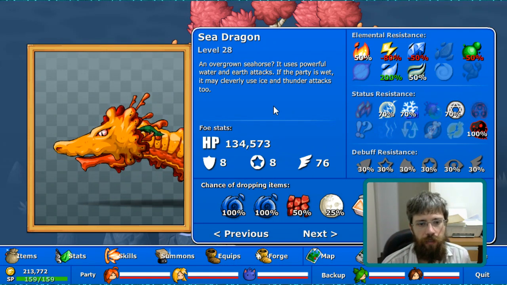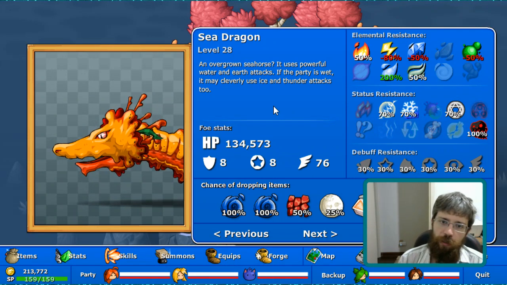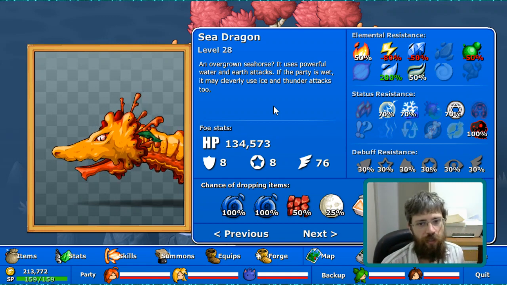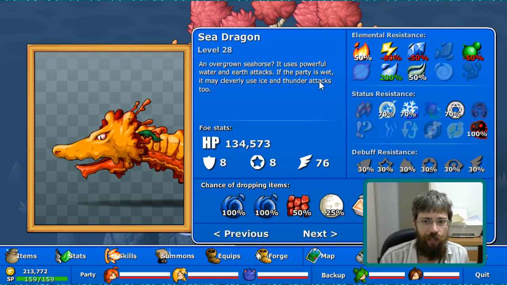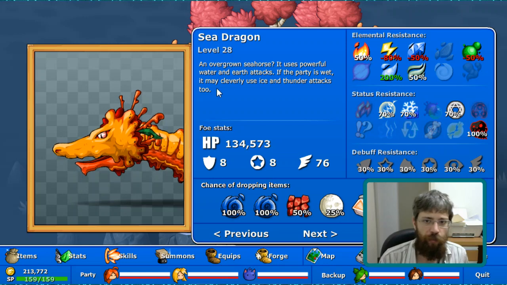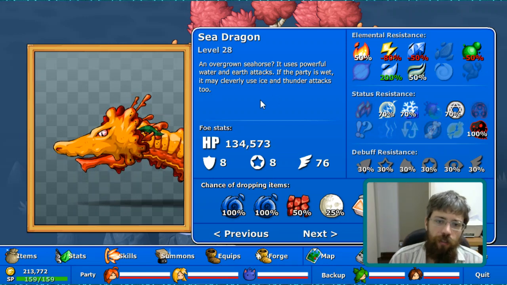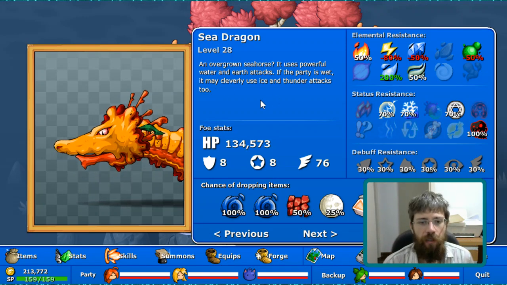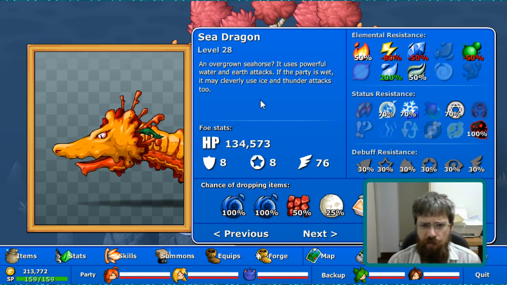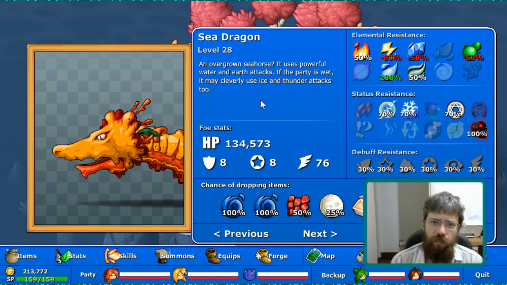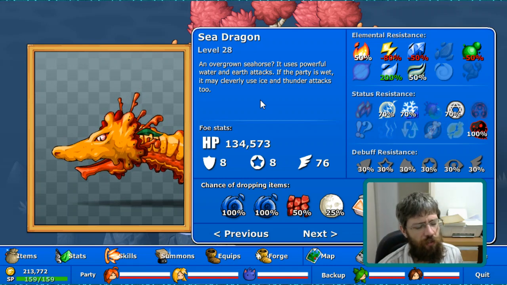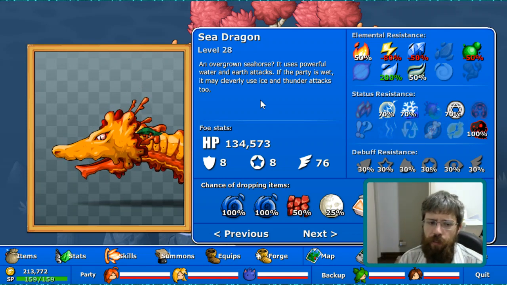Water, there's a bit of that, and there's also another idea of water is that it is used for combos, much like ice and thunder. It's no coincidence that if the party is wet, it may cleverly use ice and thunder. So there's all of that for the strategy of it. But I don't know how much of that could fit into a vision behind it.